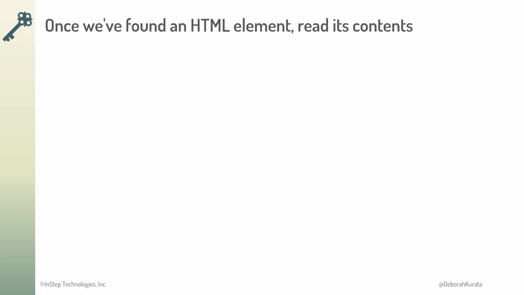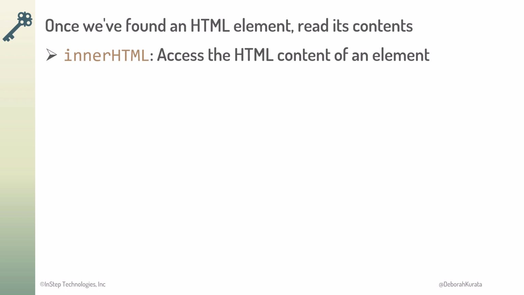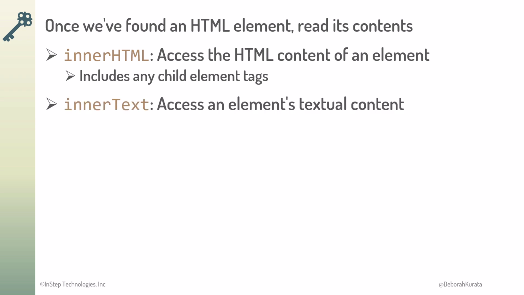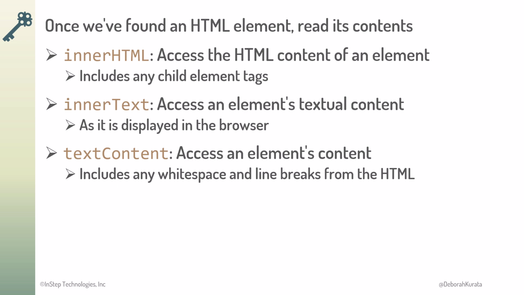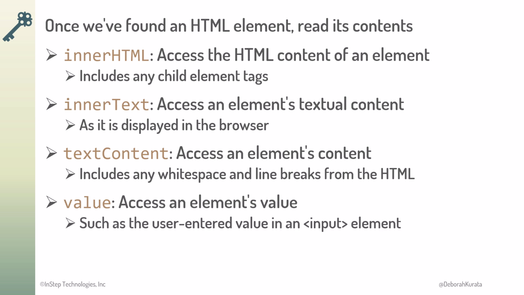So, once we've found an HTML element, we can read its contents. Use innerHTML to get the HTML content of the element, including any child element tags. innerText gets the text content of the element as it is displayed in the browser. This might sound like a good option, but this can have performance implications because it requires that the browser determine how the text appears. Use textContent to access an element's raw text content. It includes any whitespace and line breaks from the HTML. But this is often a good choice when reading the textual content of an element, such as the text from a button. Use value to access an element's value, such as the user-entered value of an input element.